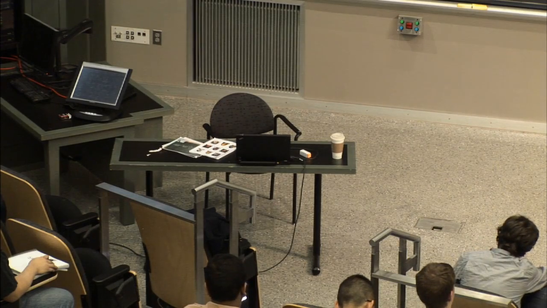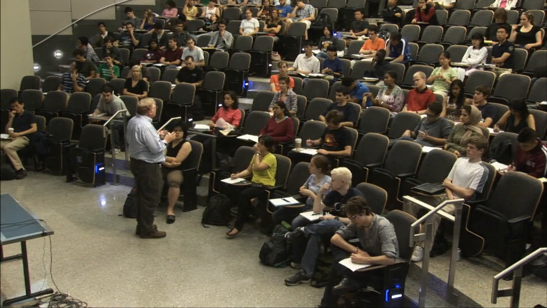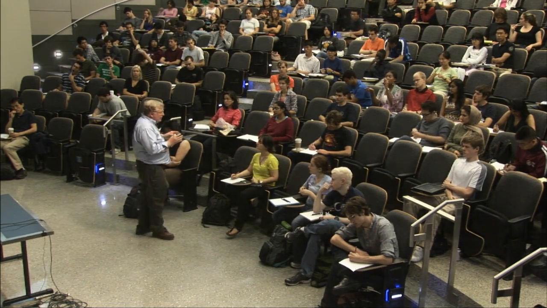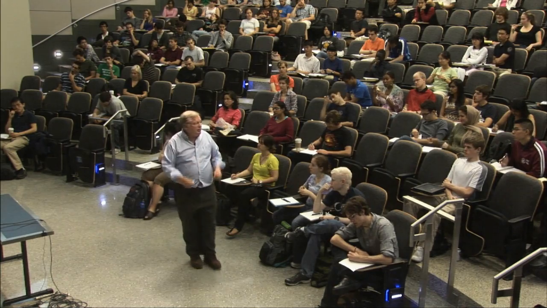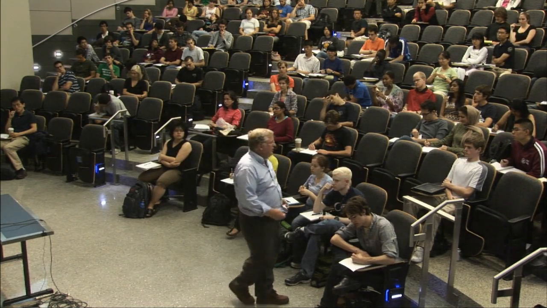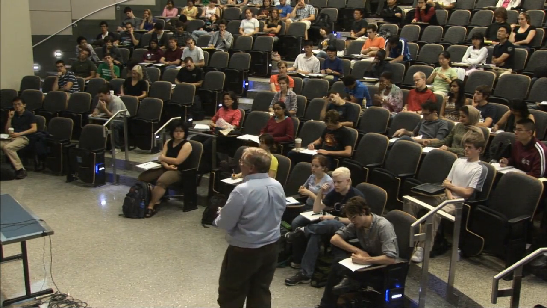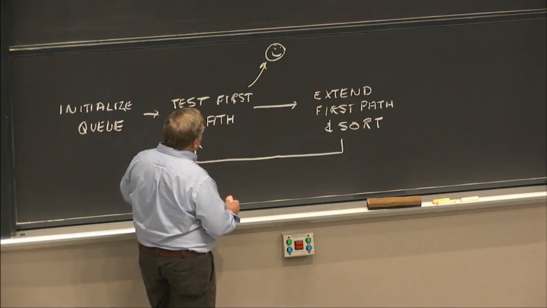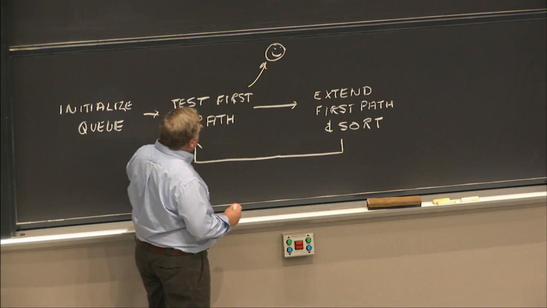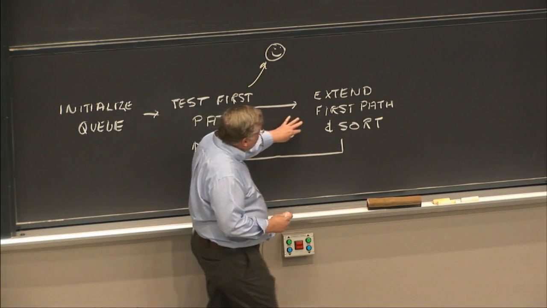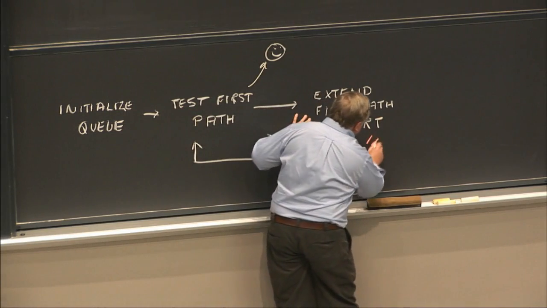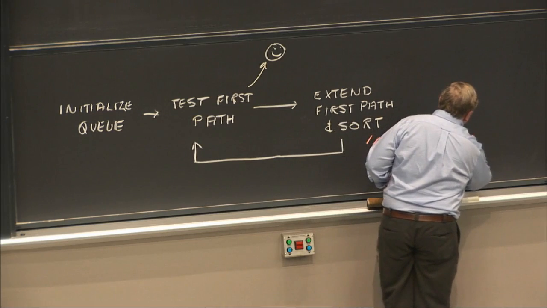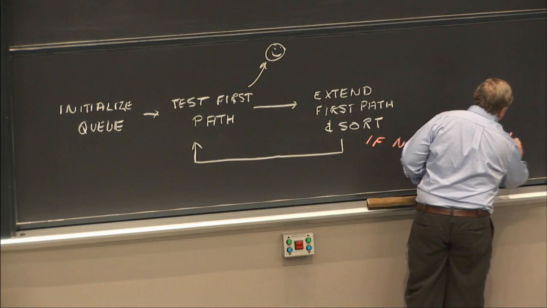So now I want to come back over here off the sidebar and say that we're keeping track of all of the paths that end in nodes, unless they have already been extended beyond that particular place. So we need to decorate our algorithm here and say test first path and extend the first path if not already extended.